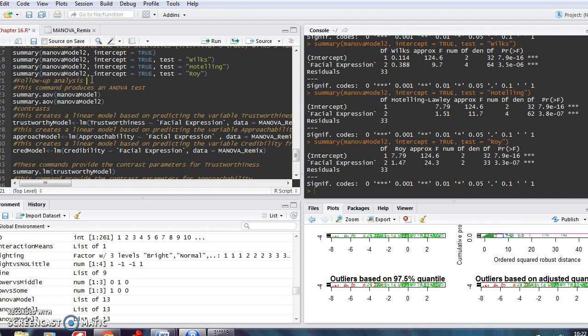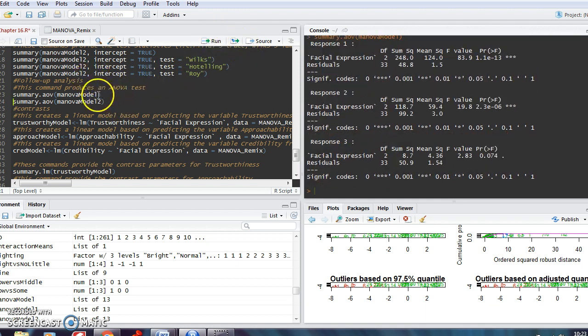The next thing that we want to do: MANOVA essentially is like ANOVA in a sense that it tells you that there's a difference, but it doesn't tell you which or where the difference is. So you have to follow up with it. So one way to follow up with this is to conduct an ANOVA.